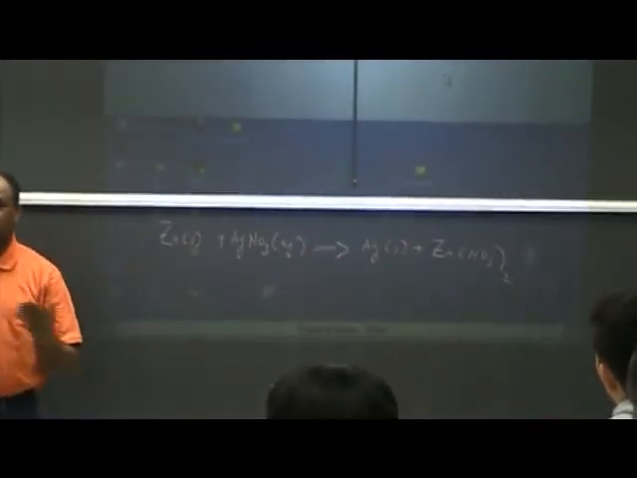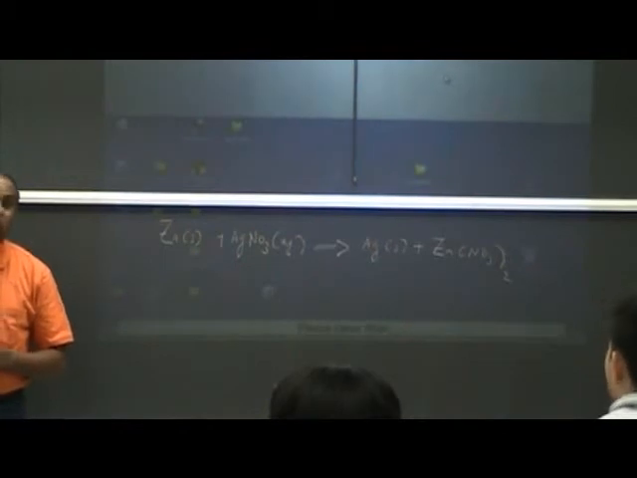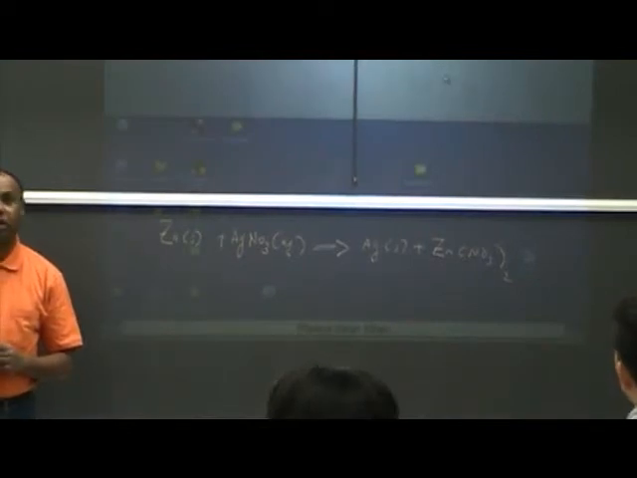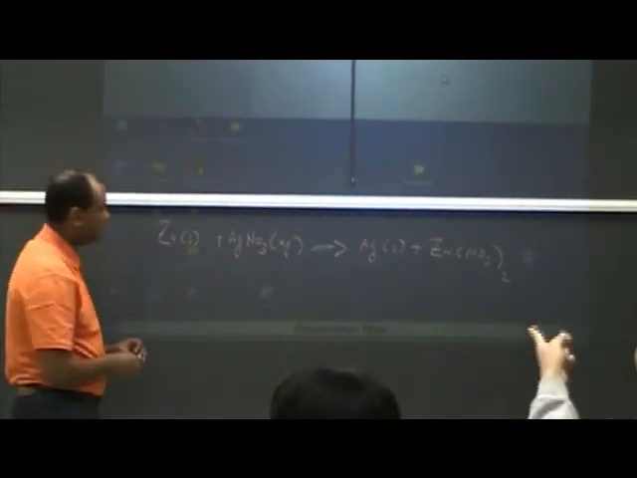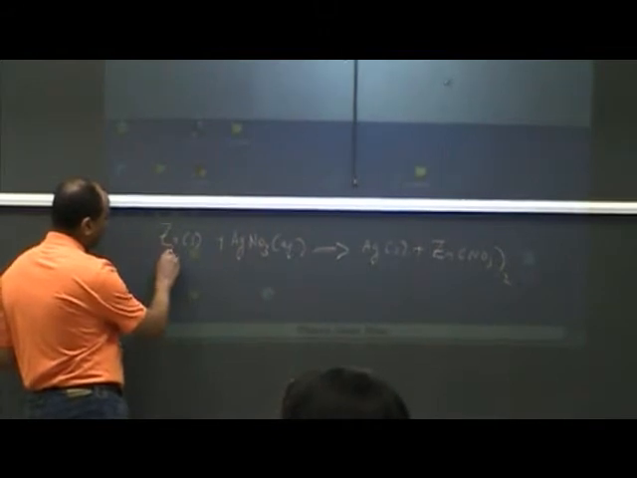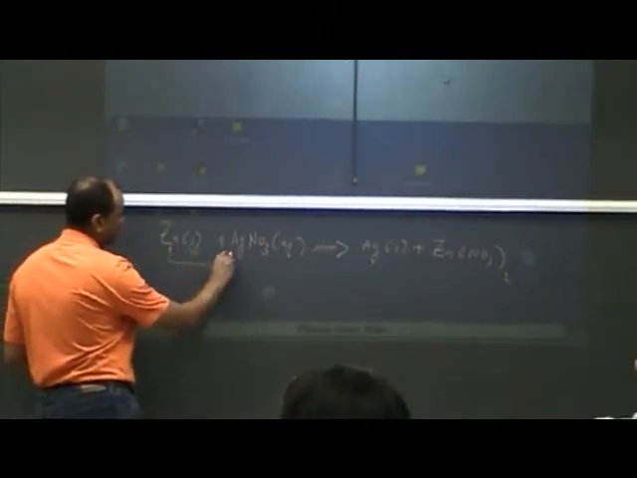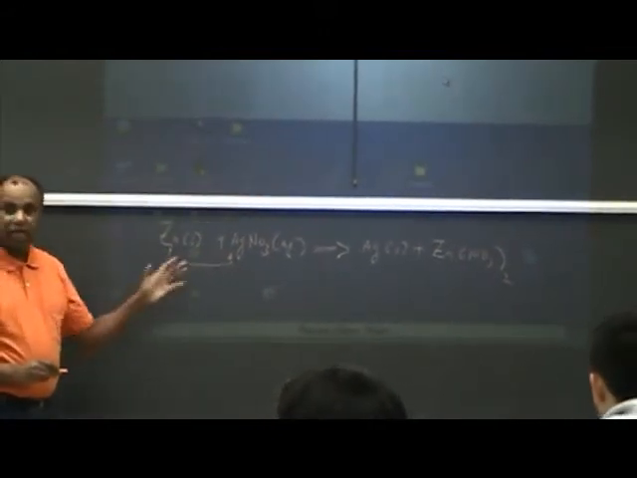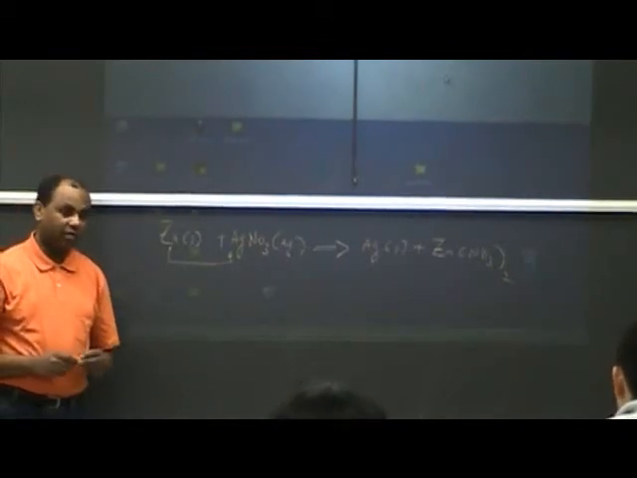Let me start with the type of equation. This is a single replacement. Why did you say this is a single replacement reaction? Because there's one metal here, zinc replaces silver. So this type of reaction is a single replacement reaction.